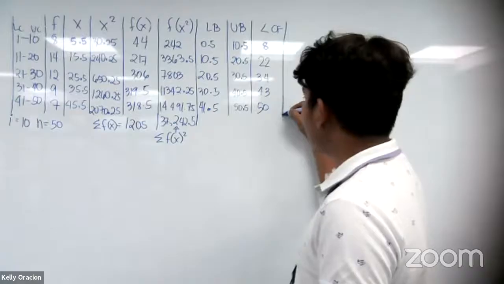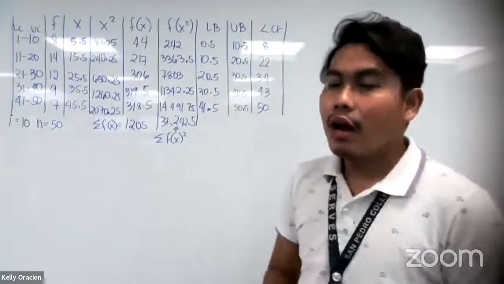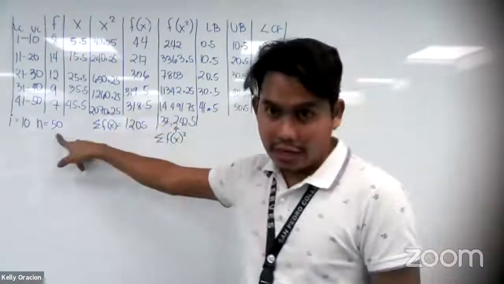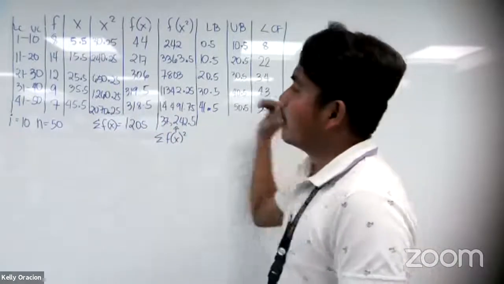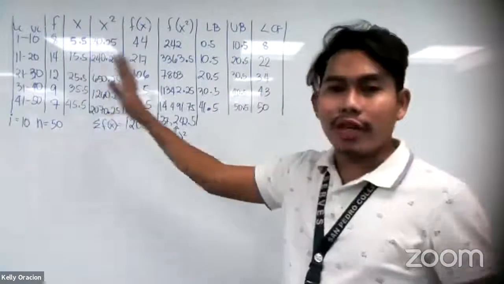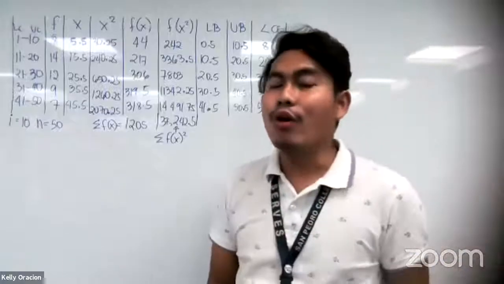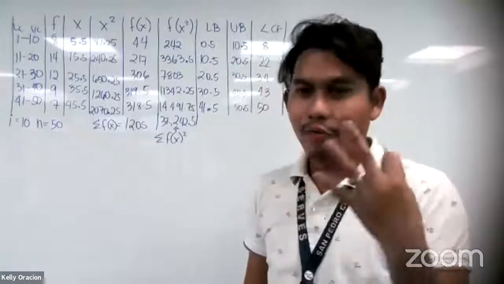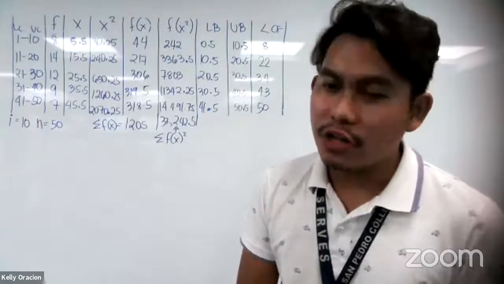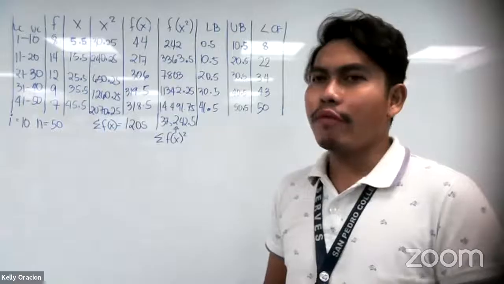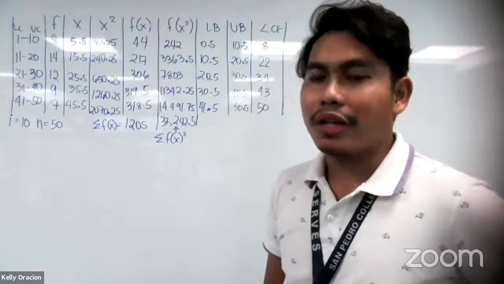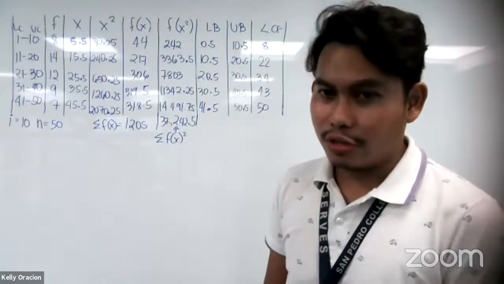Diba may binanggit ako last time na kung ano yung last number mo dito, that is the value of your n. Okay? So, kompleto na yung table natin and ready na tayo kunin yung mean, mode, median for measures of central tendency and for measure of variability, standard deviation, and variance. Then we have also the third quantile at saka the first quantile together with the interquartile range.